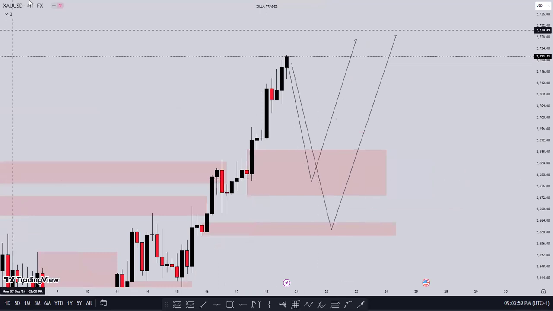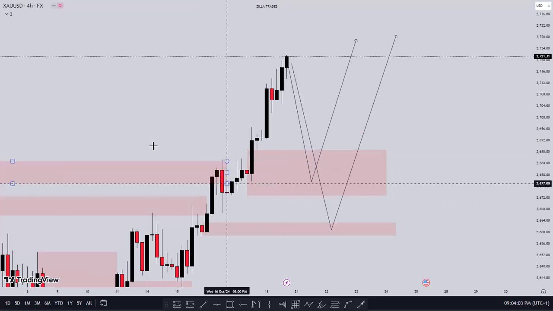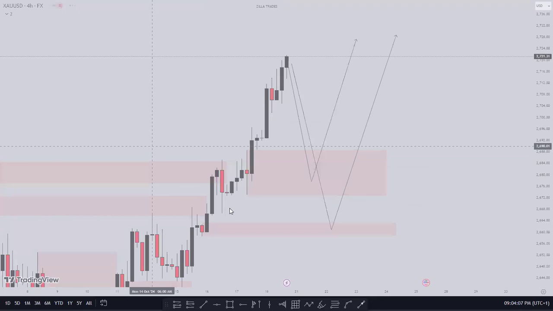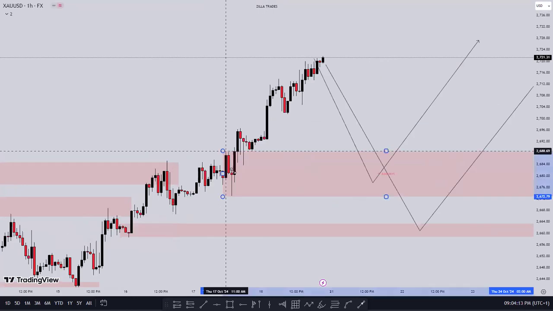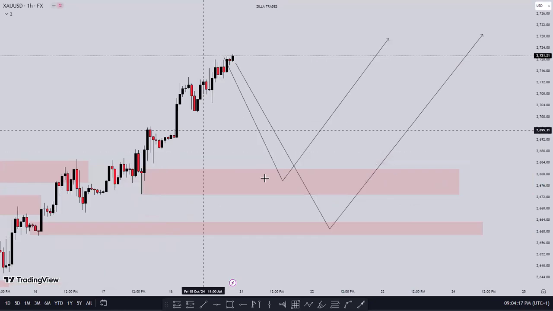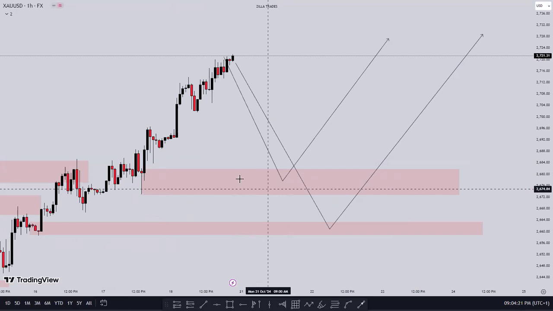This is the 4 hours, right? Once price approaches our zone on the lower time frame, I'm going to refine it over to the 1 hour. Right here, the 1 hour. Here's the 1 hour zone. Okay, so we wait for price to come down to this place. Once price is in this zone here, we head over to the lower time frame.